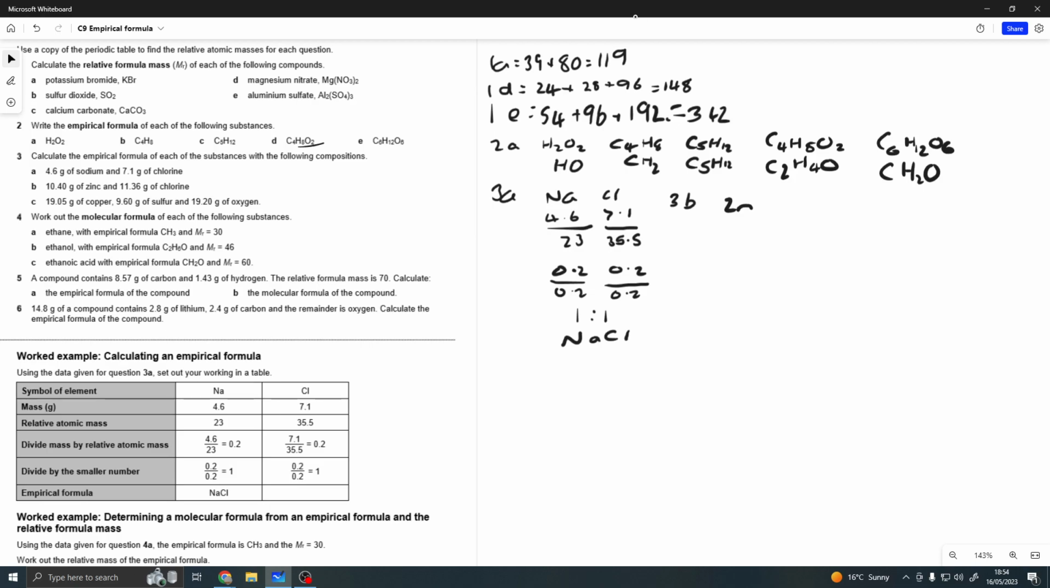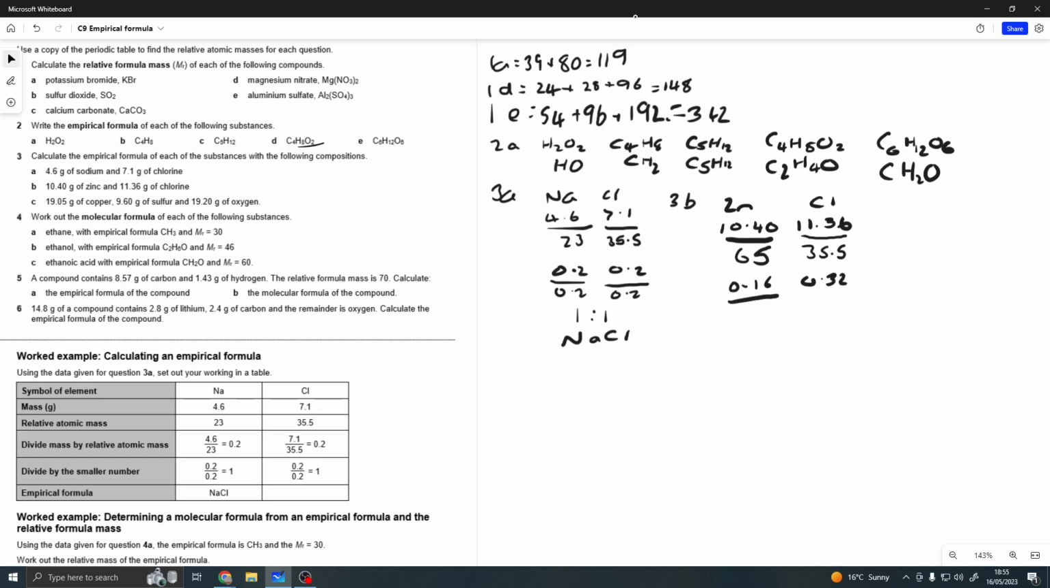So we've got zinc, and we've got 10.40 grams of that. And we've got some chlorine, and we've got 11.36 grams of that. So let's go ahead again and divide these by the AR of those. I'm looking, the zinc is 65. So 10.40 divided by 65 is 0.16. Make sure my point's nice and clear. And 11.36 divided by 35.5 is 0.32.